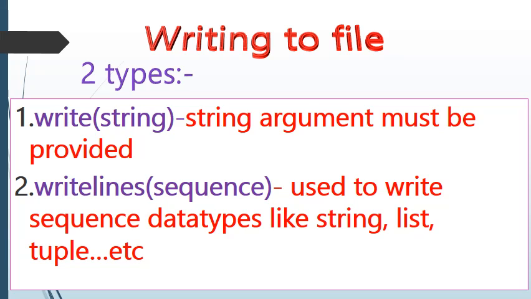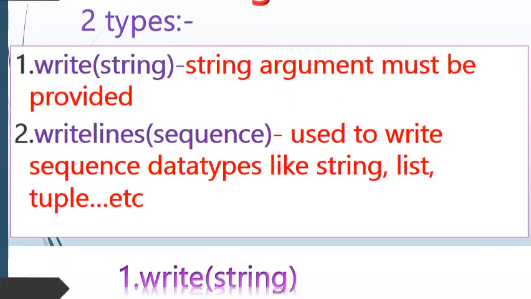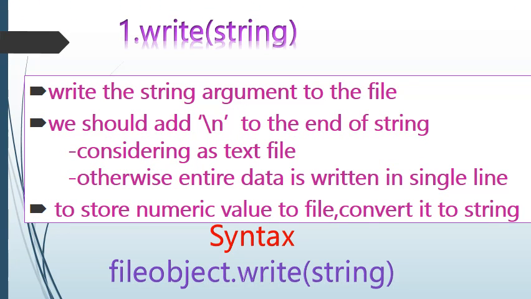The second function is writelines. Within the brackets, you have to give a sequence data type like string, list, tuple, etc. Now, we are going to see the write function with a string in detail. Whenever you give a string argument as a part of this write function, please add \n along with the string at the end. Then only it will be considered the end of the line.